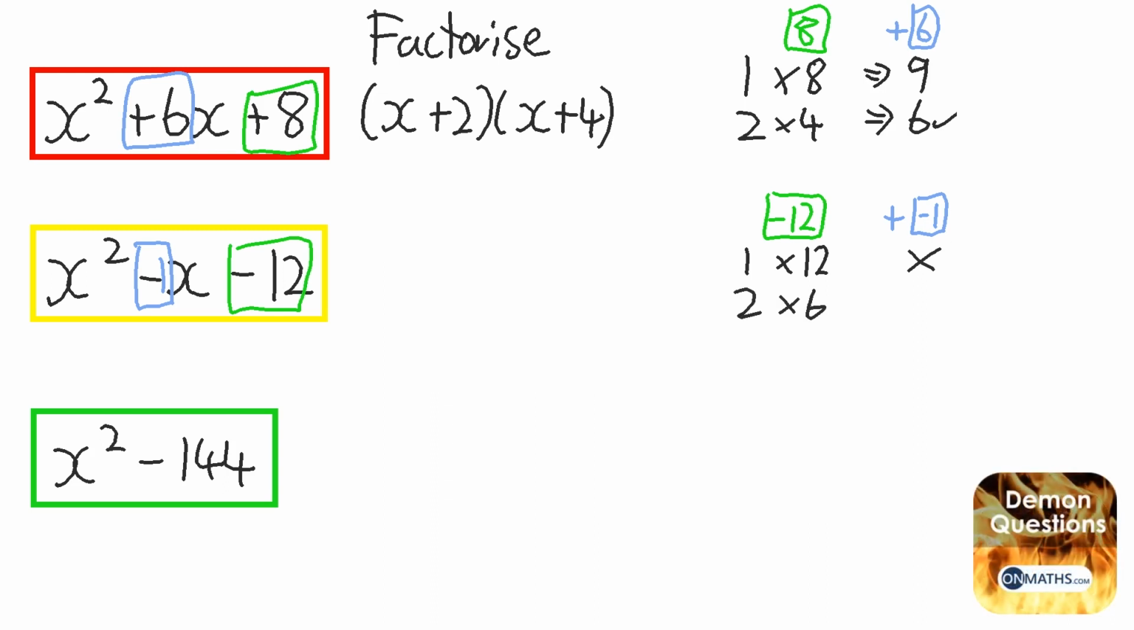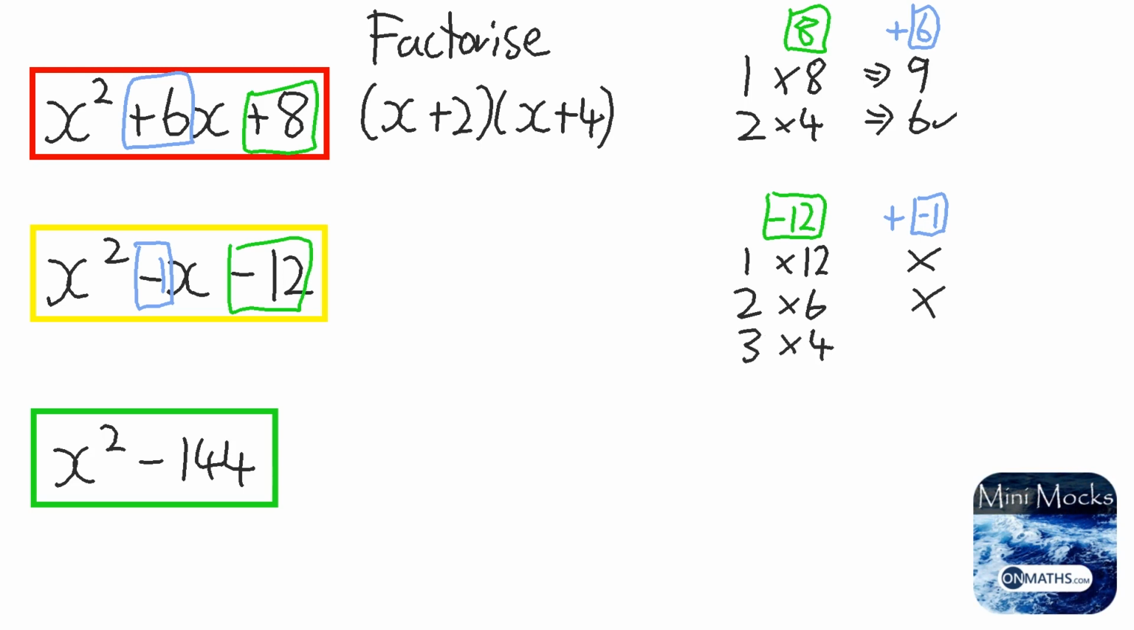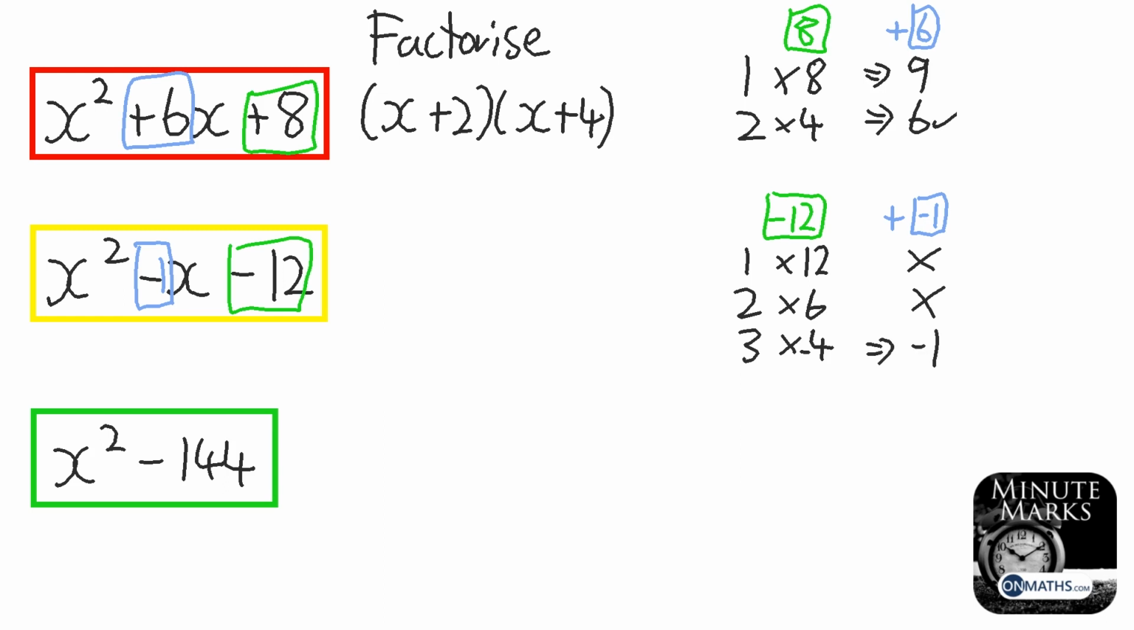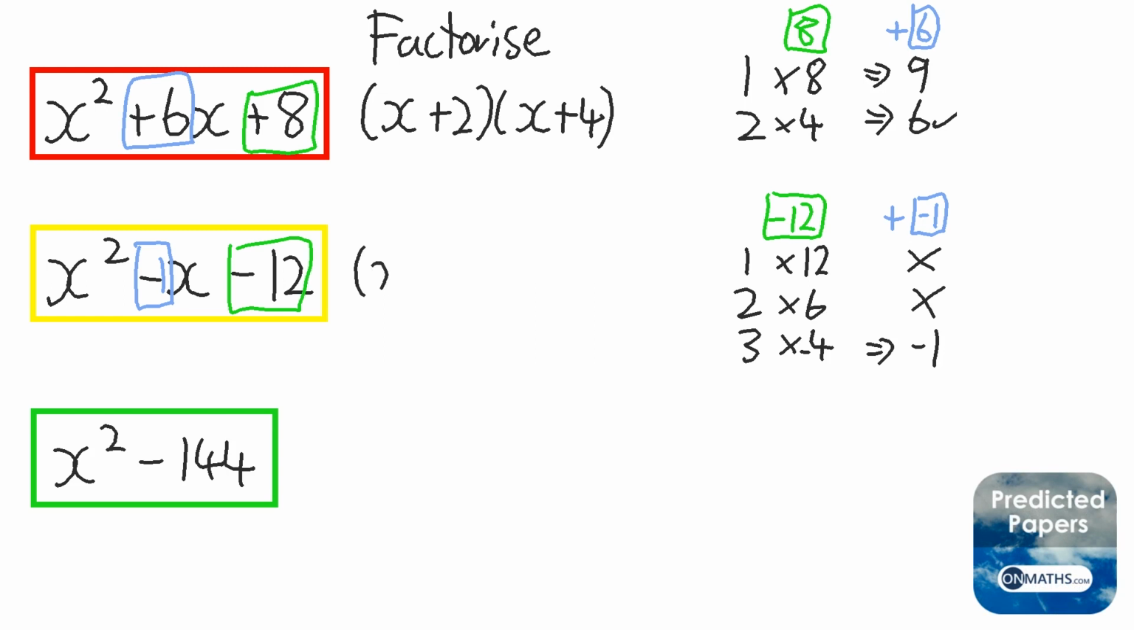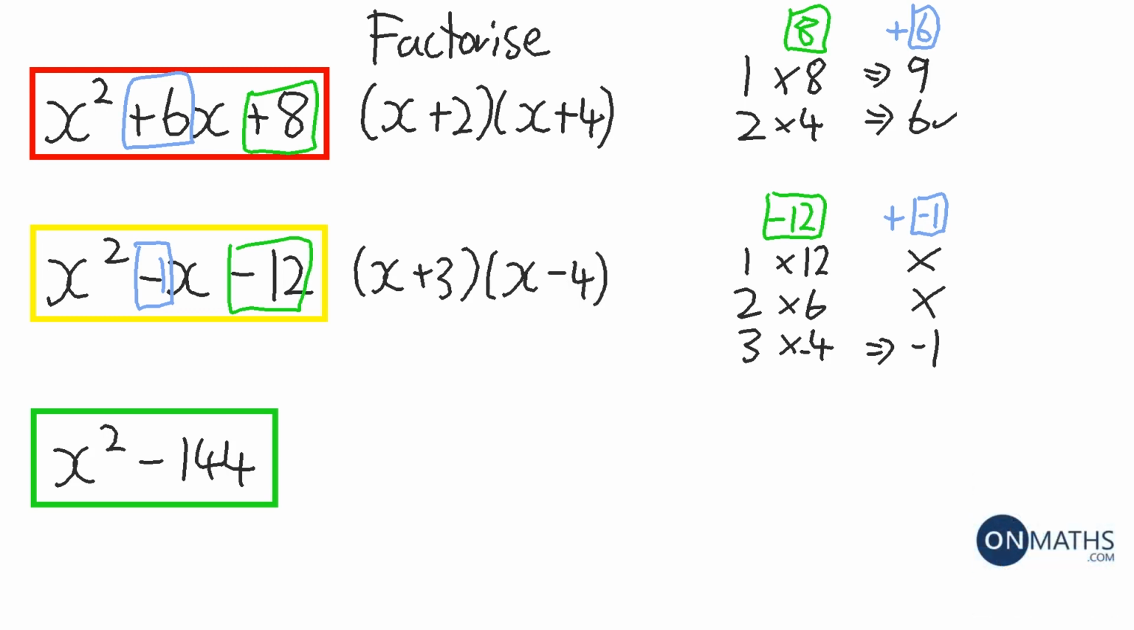2 times 6, let's try that. Negative 6 would make minus 4. Positive 6 and negative 2 would be 4. And 3 times 4, let's try that. If we make it a negative 4 and a positive 3, then that would add together to make negative 1, which is what we want. So the brackets are going to be x plus 3, x minus 4. Let's just check that works. Yeah, it does. Works perfectly.